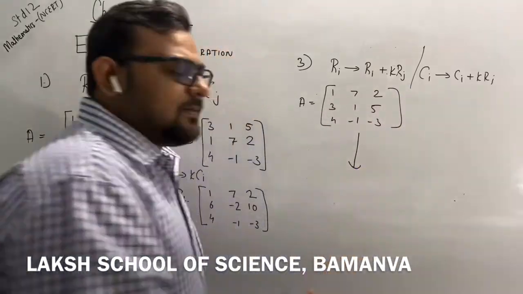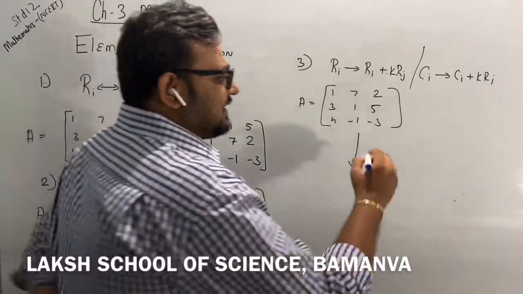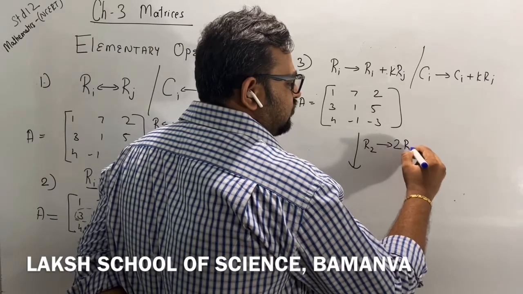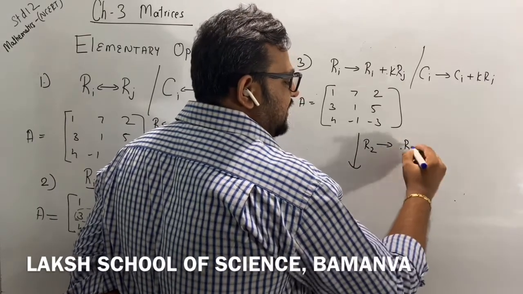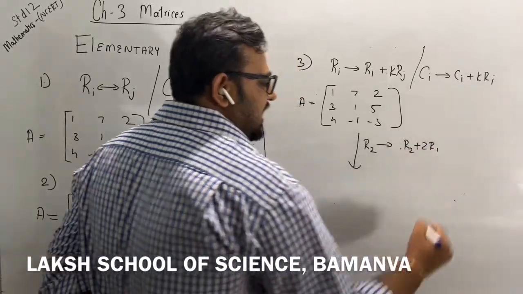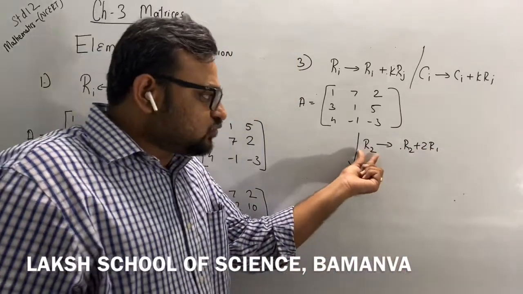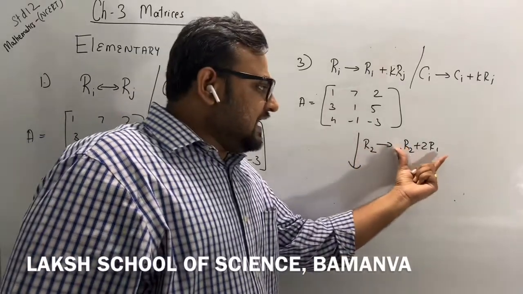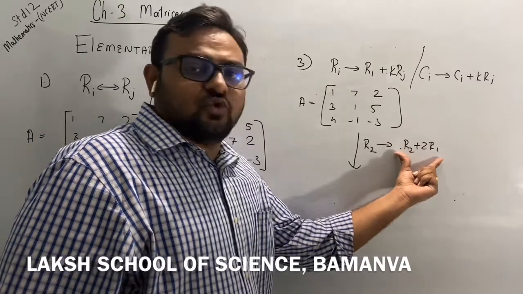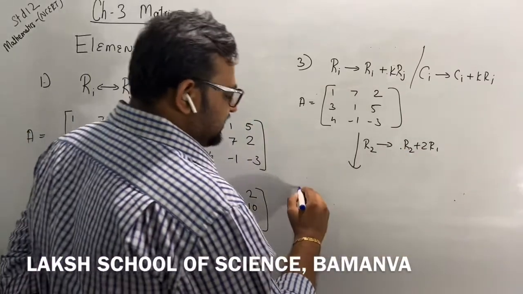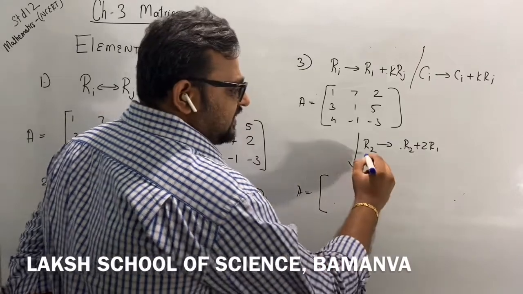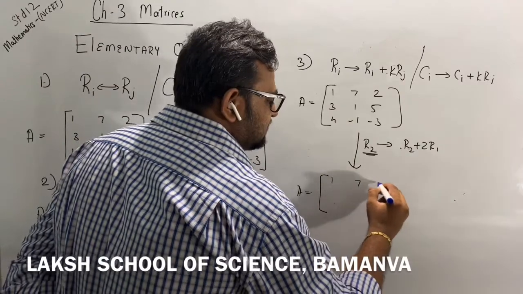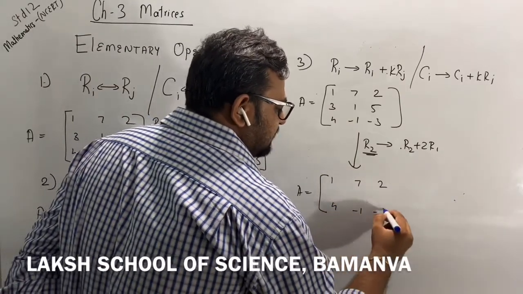What am I applying? I am applying this operation: R2 to R2 plus 2 into R1. So I am transforming the second row. How? I am taking R2 plus 2R1. Now what do I have to see here? We need to change only row 2, so the first and third row, write them down as they are: 1, 7, 2 and 4, minus 1, minus 3.